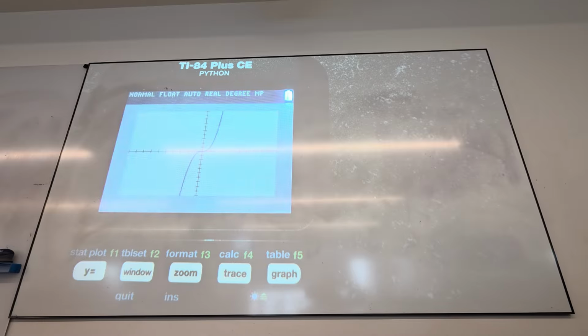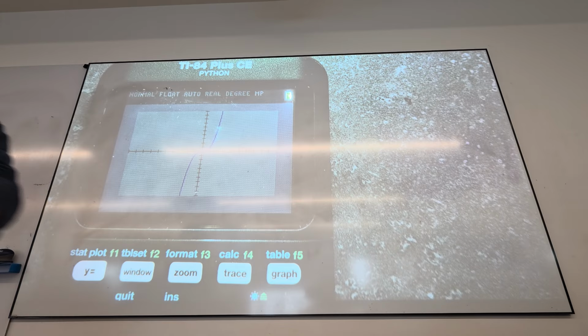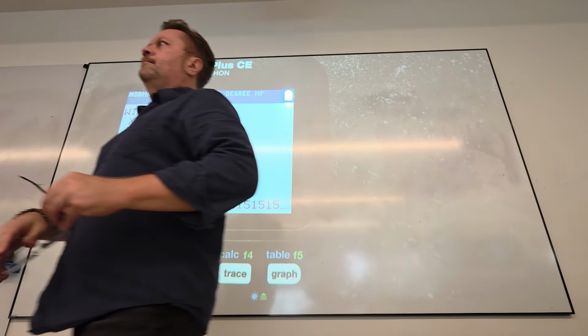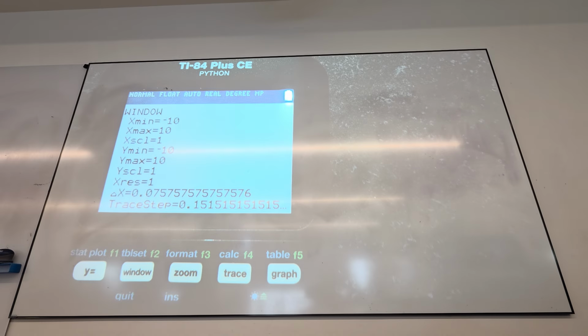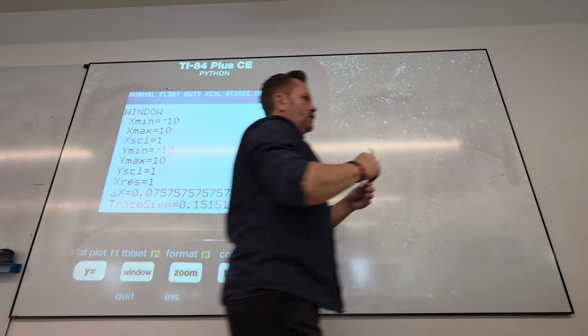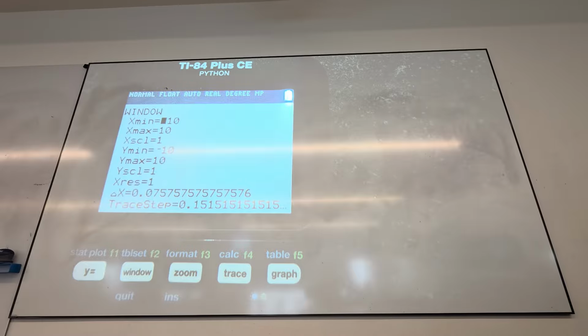Probably the window button. If I hit the window button, my domain, is my domain cool? Negative 10 to 10 for my x's. What we just said we wanted the y's to go from and to: negative 1,000 to 1,000, yes? So I'm going to make y min become what? Negative 1,000. And y max? 1,000. Let's see what we get now.